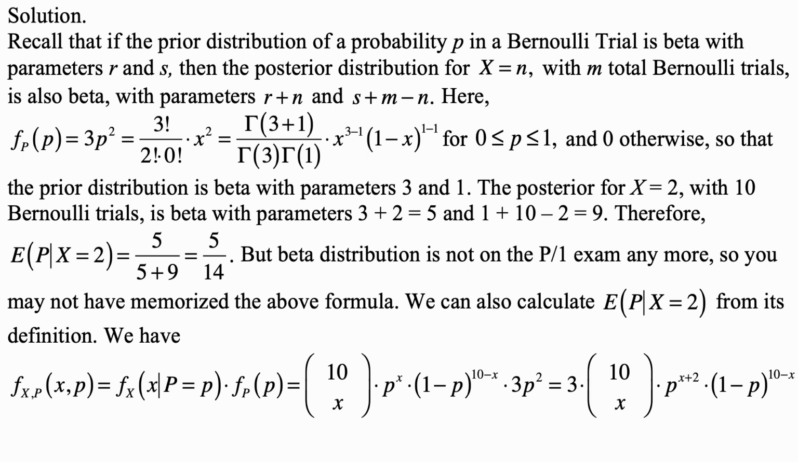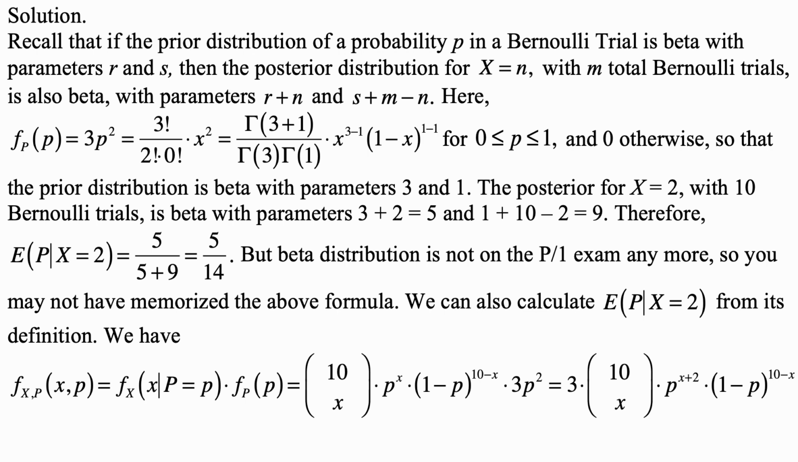for p between 0 and 1, and 0 otherwise, so that the prior distribution is beta with parameters 3 and 1, and the posterior for X equal to 2 with 10 Bernoulli trials is beta with parameters 3 plus 2 equals 5, and 1 plus 10 minus 2 equals 9. Therefore, the expected value of P, given that X is equal to 2, is 5 over 5 plus 9, which is 5 over 14.